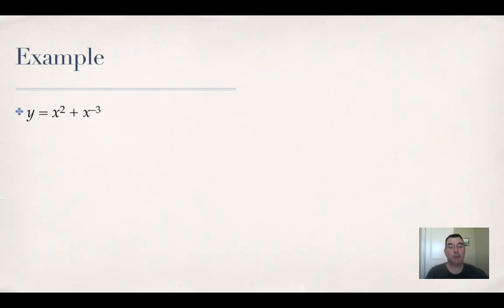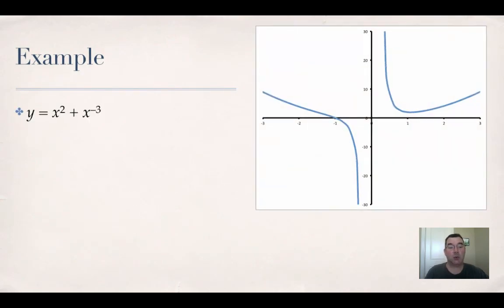Here's a quick example. I've got y equals x squared plus x to the negative 3, and that's what the graph looks like. So I'm going to look for those 6 things that spell out MADI using the acronym. The first is minimum and maximum. The minimum is at (1.07, 1.96), and there is no maximum. Okay, so there is no spot where it kind of makes a hill in the function.